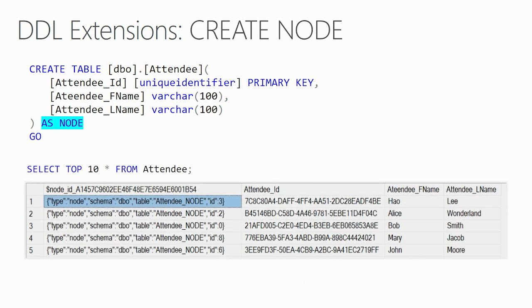But what happens when you create a node table? And why are we creating this special type of table if it is just a table, right? So when you create a node table, we create one implicit column inside that table for you, which is called $node_ID. This column is a unique identifier for every node in the database. When you select from this table, it will appear as a JSON string. However, it is stored as an integer internally.